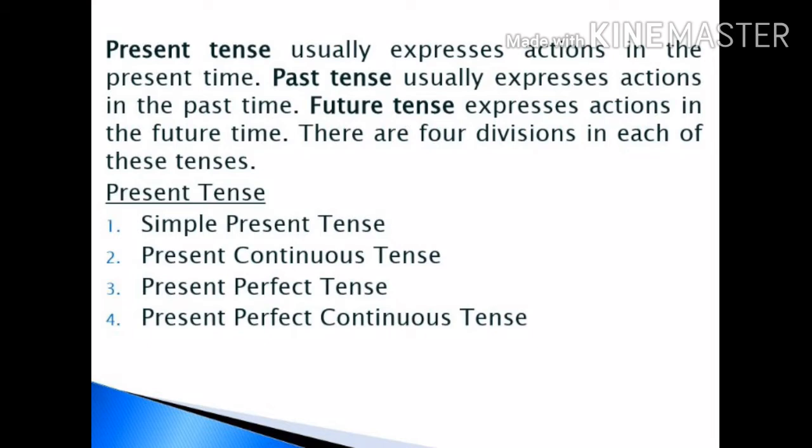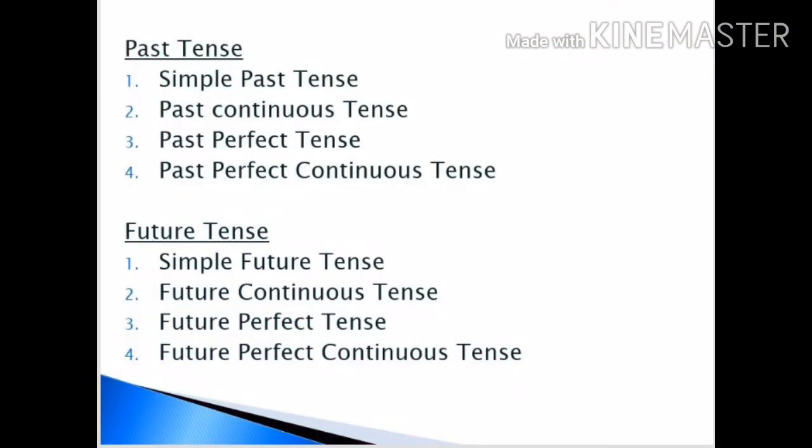Present tense: simple present tense, present continuous tense, present perfect tense, present perfect continuous tense. Past tense is divided into simple past tense, past continuous tense, past perfect tense, and past perfect continuous tense. Future tense also has 4 divisions. They are simple future tense, future continuous tense, future perfect tense, and future perfect continuous tense. Let's learn them in detail.